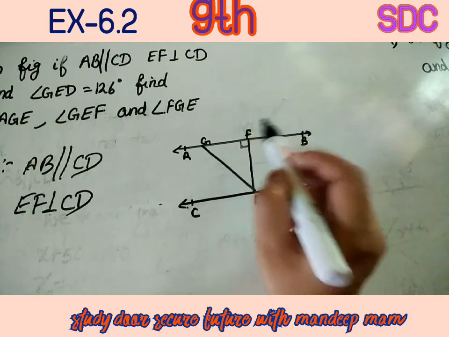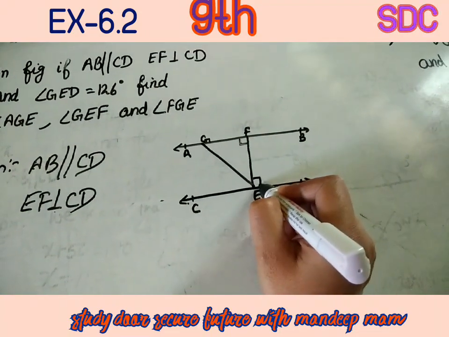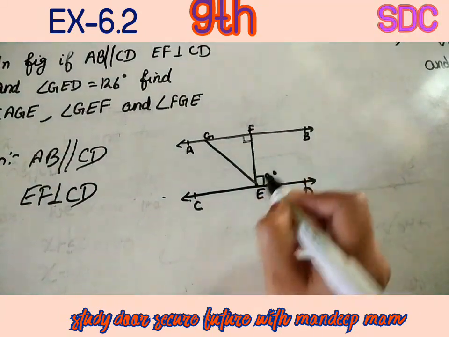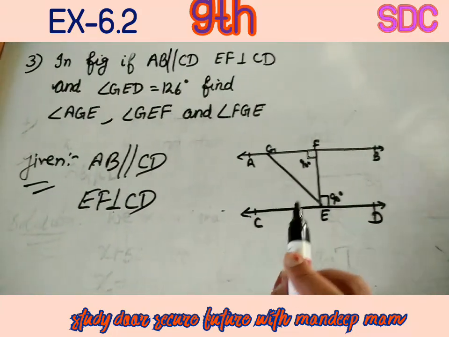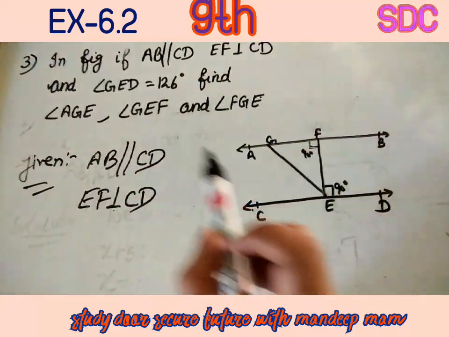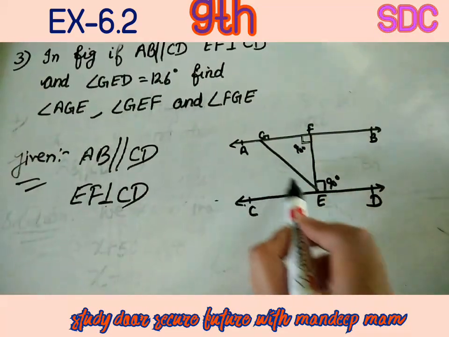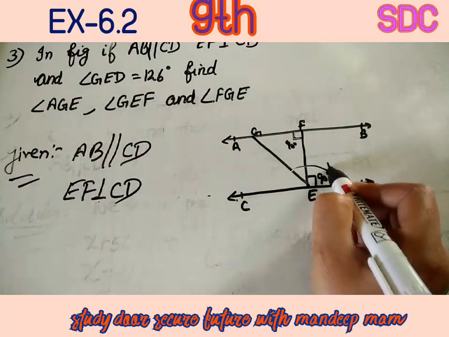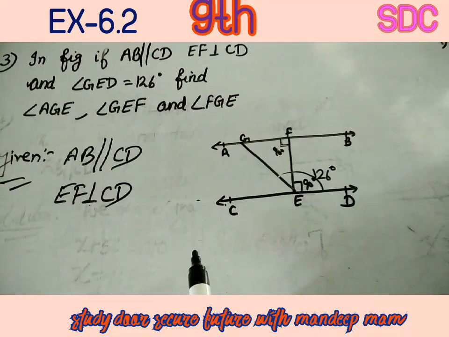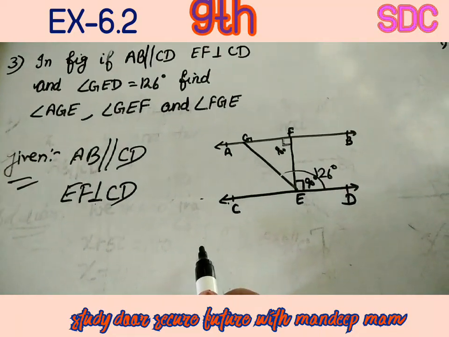If angle F is 90 degrees, then angle E will also be 90 degrees. Both will be 90 degrees. And angle GED is equal to 126. GED, this full angle is equal to 126 degrees. Find the angle AGE.